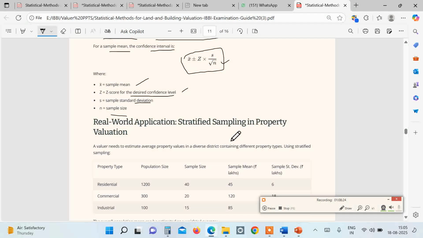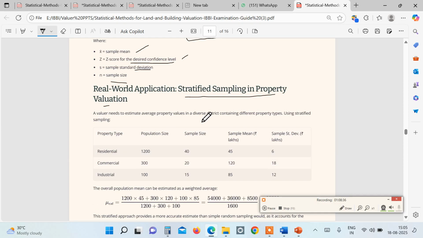So, for example, we will be taking a real world application, stratified sampling in property valuation. A valuer needs to estimate the average property values in a diverse district containing different property types using stratified sampling. These are the different property types: residential, commercial, industrial. Population size is 1200, 300, and 100. Sample size is 40, 20, and 15. Sample mean value is 45 lakh, 120 lakh, and 85 lakh for industrial property. And standard deviation is 6, 18, and 12. This is given to you.